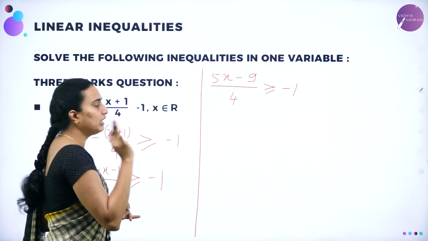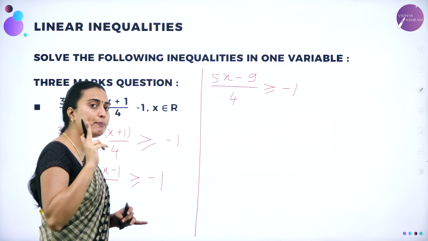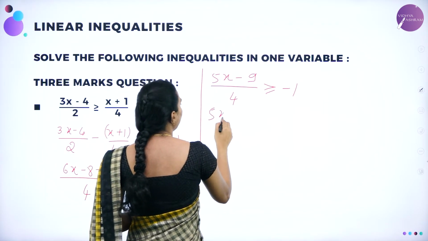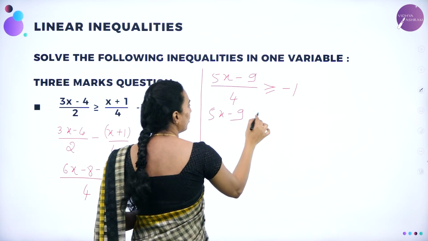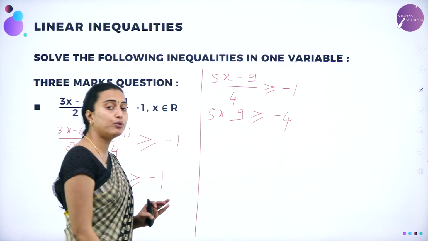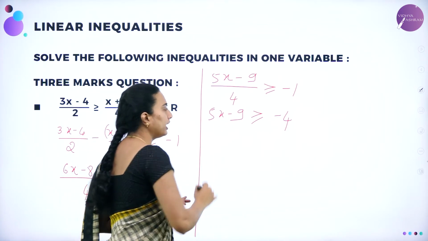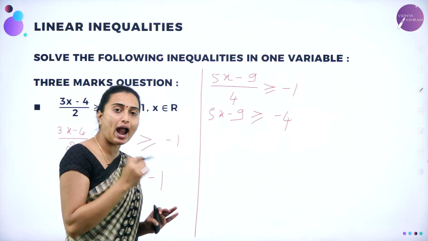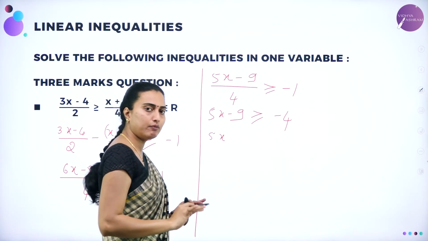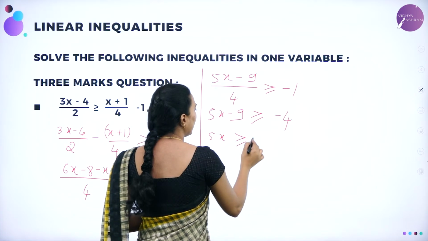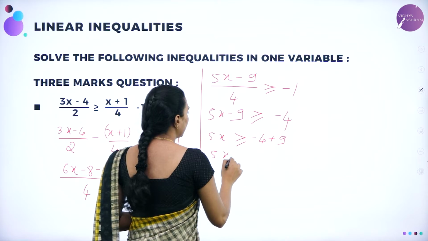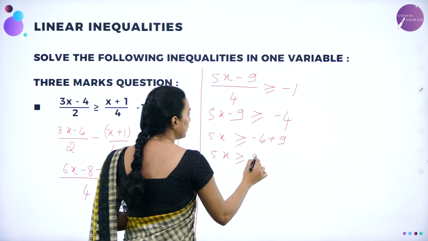Now I am going to multiply throughout by 4. If I multiply by a positive number, the inequality does not change. So 5x minus 9 is greater than or equal to minus 1 into 4, which is minus 4. I hope you got this one. Now I do not want the minus 9, so I have to add 9. 5x minus 9 plus 9 will go, remaining 5x is greater than or equal to minus 4 plus 9, which gives you 5.